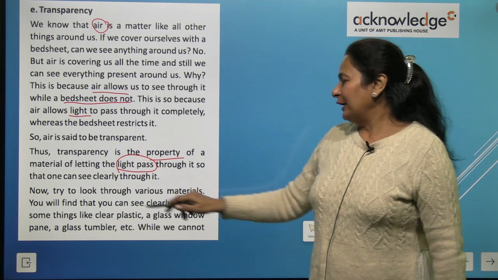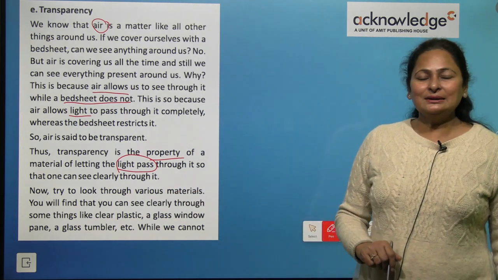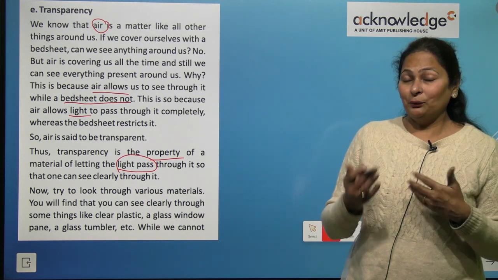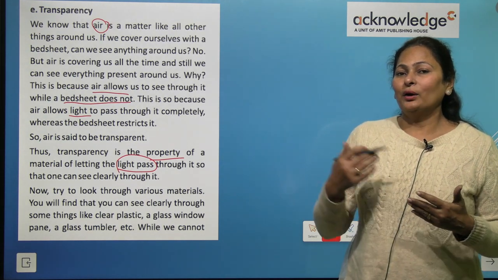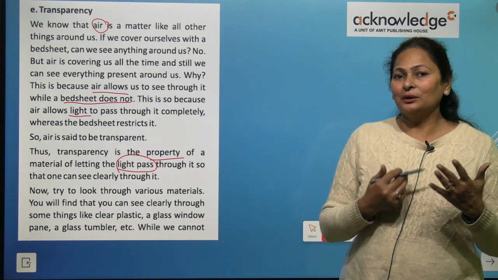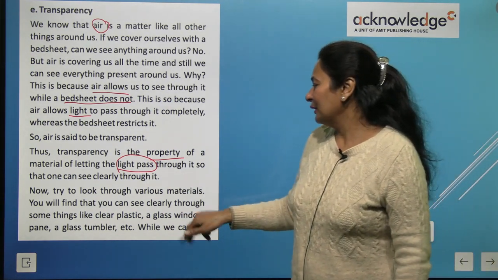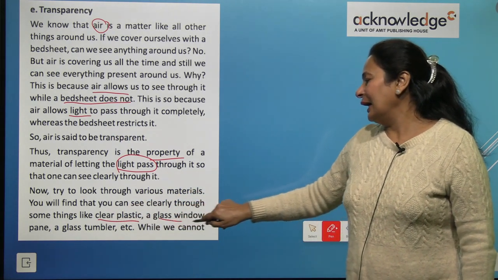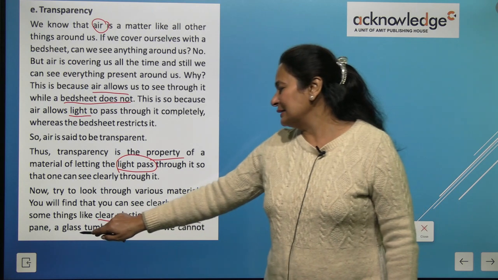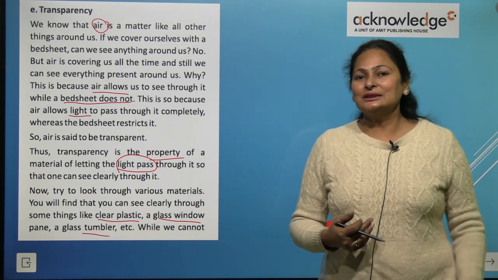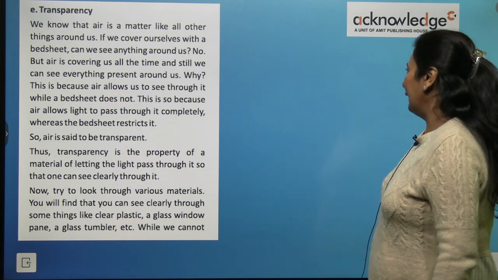So now try to look through various materials. Just have a cardboard in front of you, right? Are you able to see what is there? Are you able to look through it? No, you won't be able to look through it. So some materials like plastic, glass windows, panes, glass tumblers, etc. are transparent objects, right?